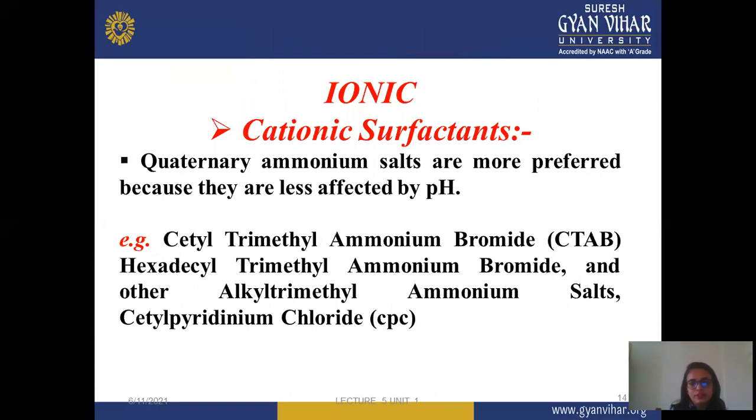In ionic surfactants, the first one is cationic surfactant. In cationic surfactants, quaternary ammonium salts are preferred because they are less affected by pH. Quaternary ammonium surfactants are largely used because they are good for formulation, enhance solubility, and show less interaction with other compounds. They also do not affect the pH range of the formulation. Cetyl trimethyl ammonium bromide, hexadecyl trimethyl ammonium bromide, other alkyl trimethyl ammonium salts, and cetyl pyridinium chloride are examples of cationic surfactants.